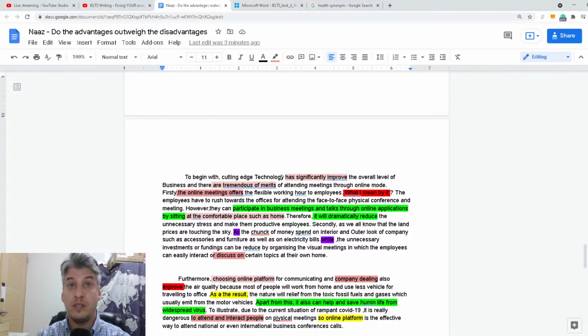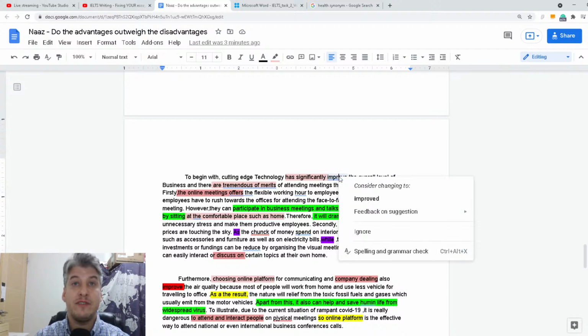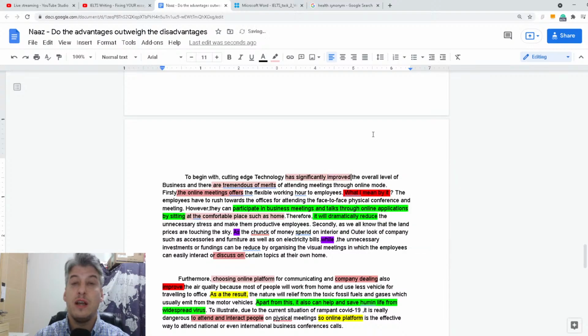Here in the body 1, we've got a good use of the present perfect, good grammar, but you just need to remember has significantly improved. We need it to be the past participle. It's the third part of the verb. For example, go, went, gone. Gone is the third part, the past participle. We use that for the present perfect.